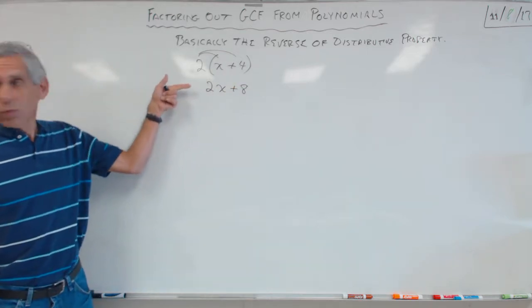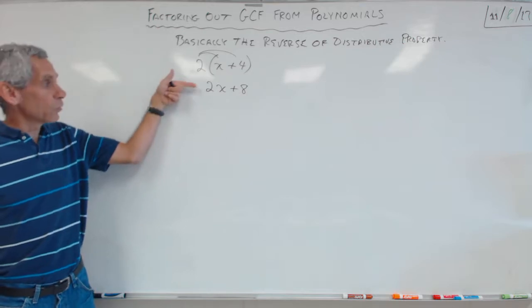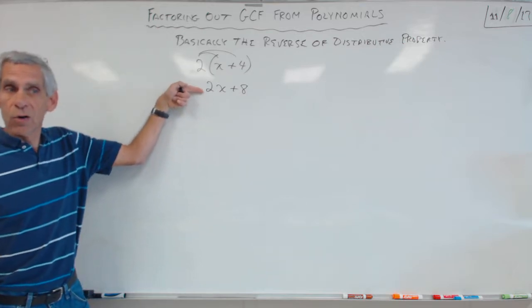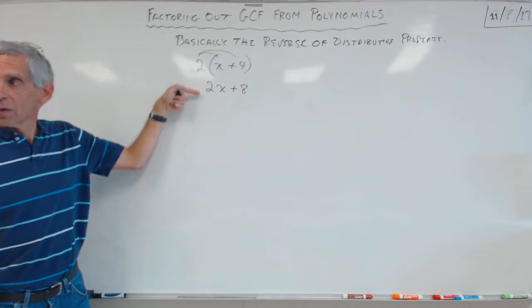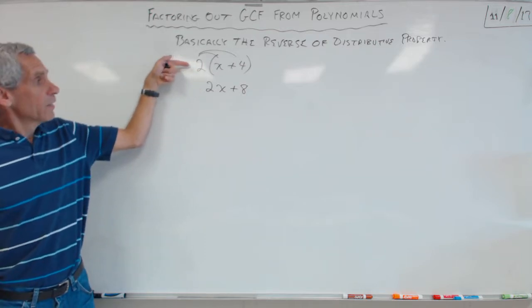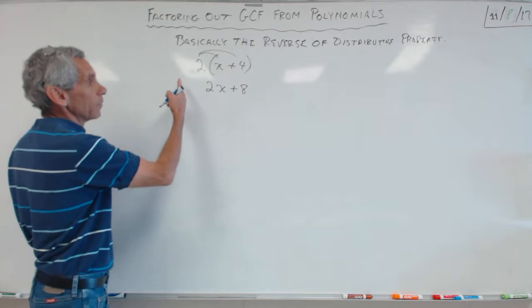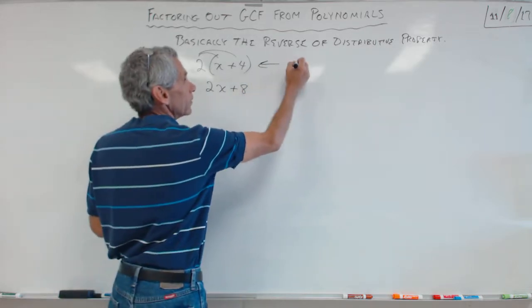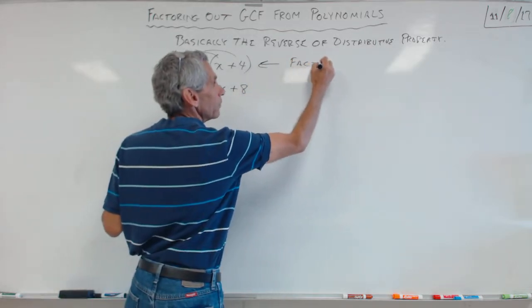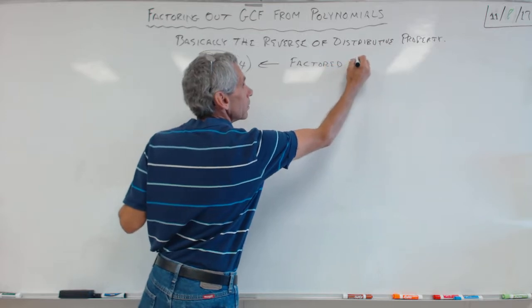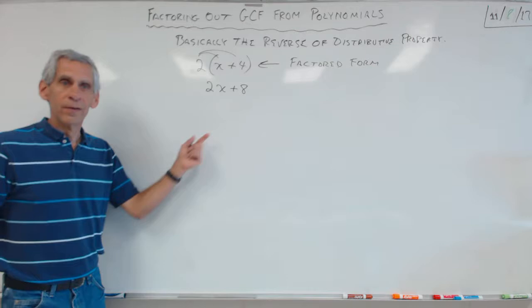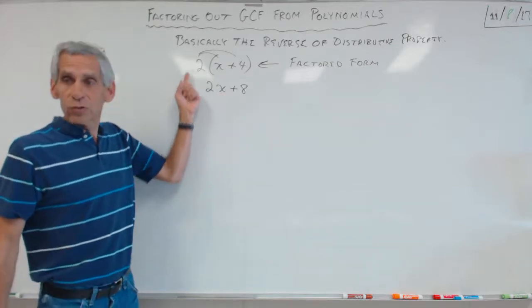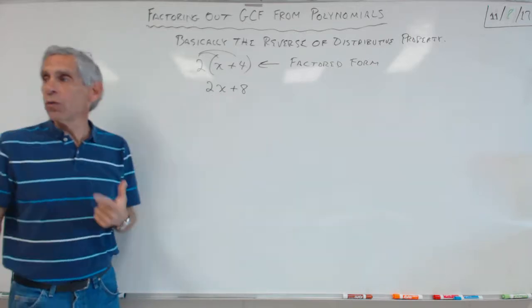So what I'm giving you with this lecture is we're starting here and we're going back to here. Does that make sense? We're going backwards. We're going back to this. This is called the factored form. This right here is the factored form. So we need to try to go from here to here. How would I do that?